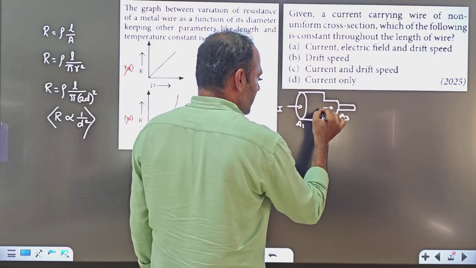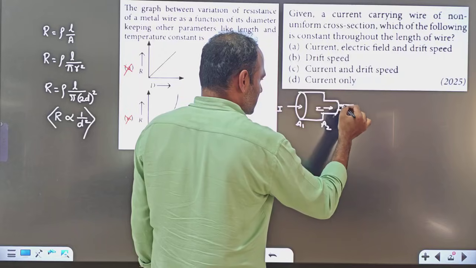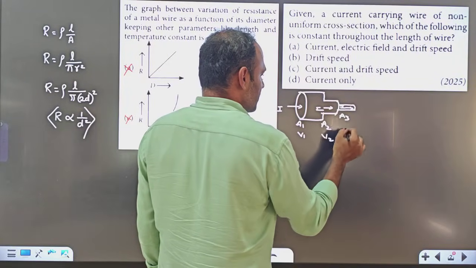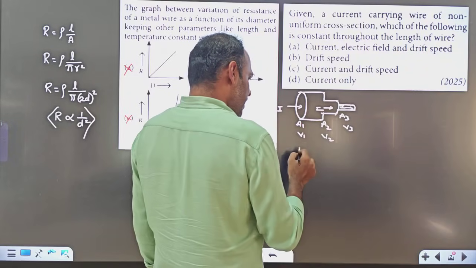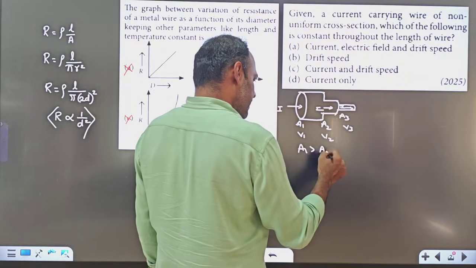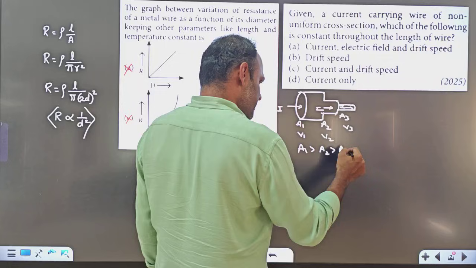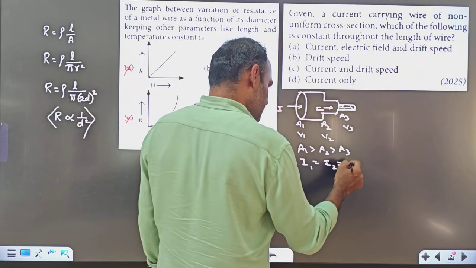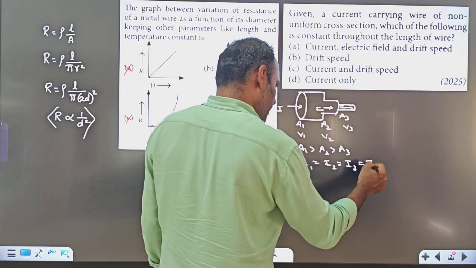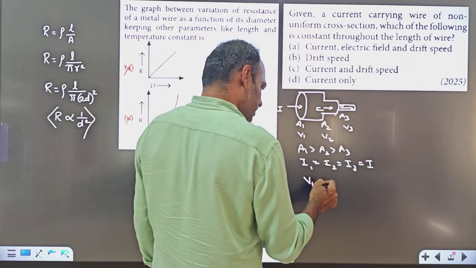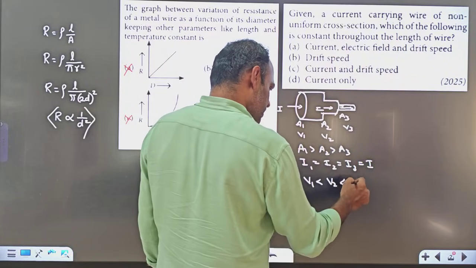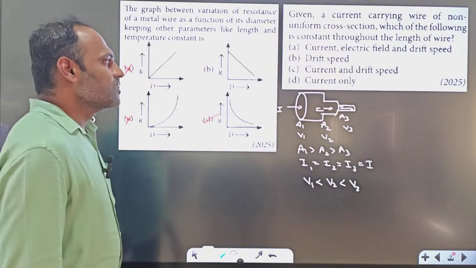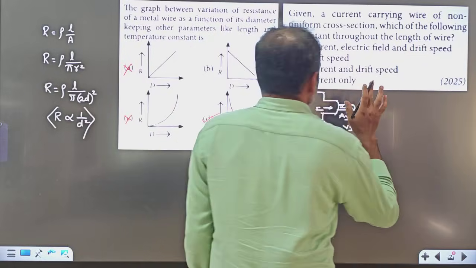The current is the same and will not change. What will change? Speed will change. Where the area is more, A1 is greater, A2 is less than that, A3 is less than that. Current will be the same everywhere: I1 is equal to I2 is equal to I3 is equal to I. Speeds will be different. Here speed will be less, here more than that, and here more than that. So speeds change, current remains the same, right? So only current remains the same.